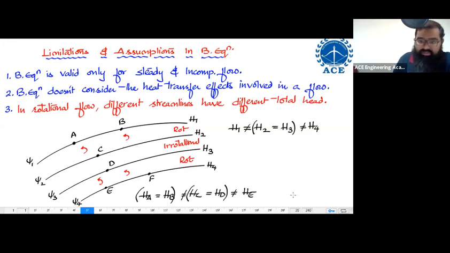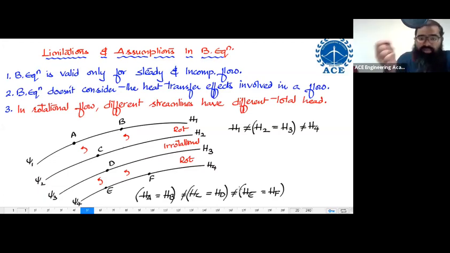Why not equal to HE? Because in between, the flow is rotational flow. Can I say HE equal to HF? Yes, again I can say so. Along the streamline, every time you can go. Across the streamline, only in irrotational flow you can go. This is the concept regarding the third point.